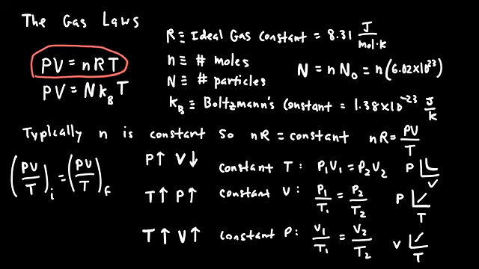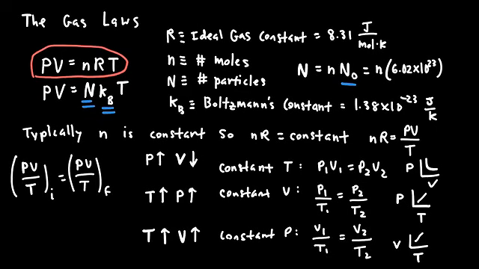And we see that in a different expression for the ideal gas law with the capital letter N, and instead of the ideal gas constant, Boltzmann's constant. And so once again, Boltzmann's constant is 1.38 times 10 to the minus 23. And there is a relationship between the number of moles, the number of particles, and N naught, which is Avogadro's number.